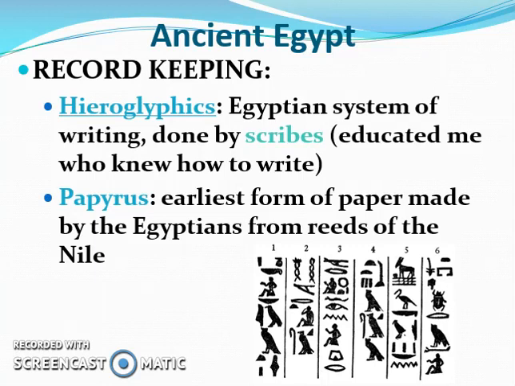They would write down the things that the pharaoh ordered or that the pharaoh spoke of, and so they were considered quite important. They would write on papyrus. Papyrus is an early form of paper, and it was made from reeds of the Nile River. So this is often what you would see hieroglyphics written on.